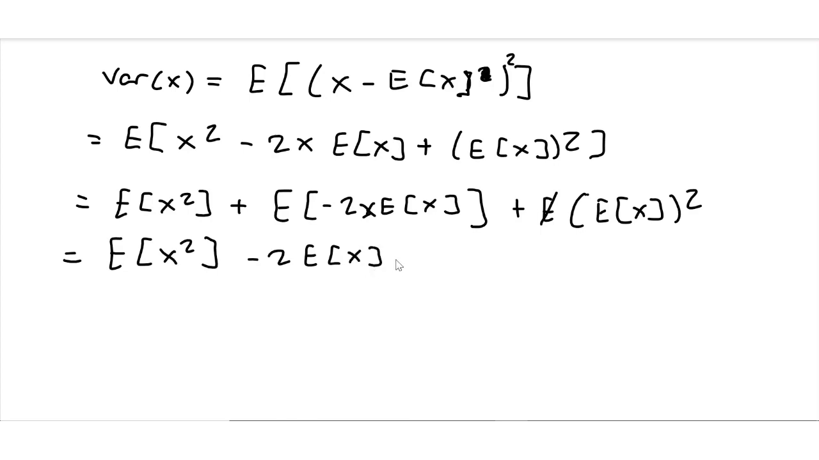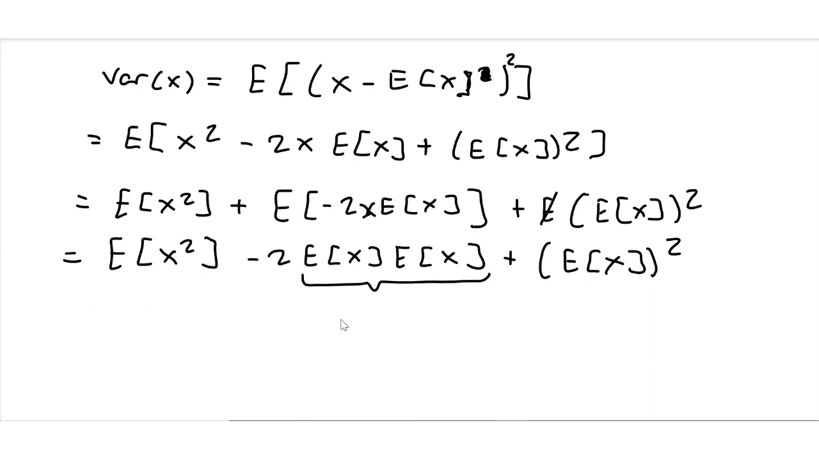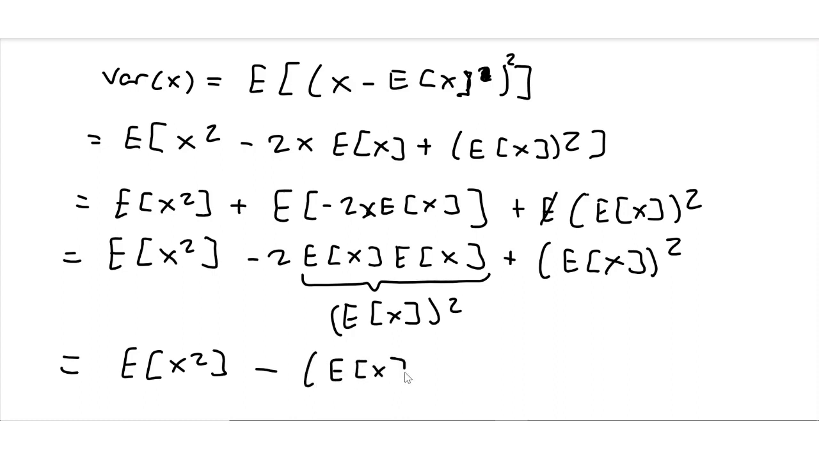Plus the expectation of X, all squared. Of course, the expectation of X multiplied by the expectation of X is the expectation of X, all squared. So this whole expression is equal to the expectation of X squared minus the expectation of X, all squared.